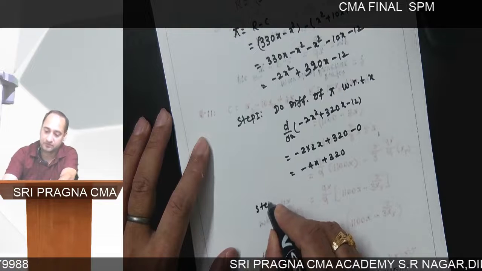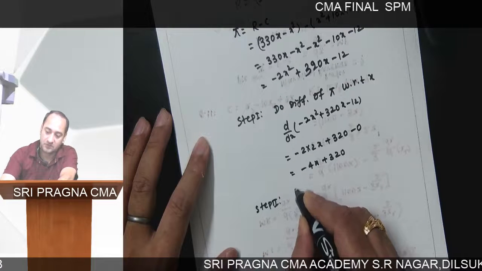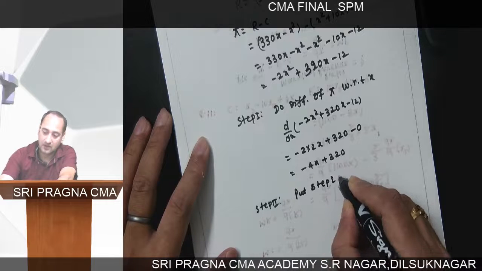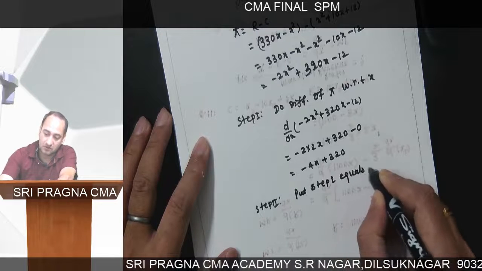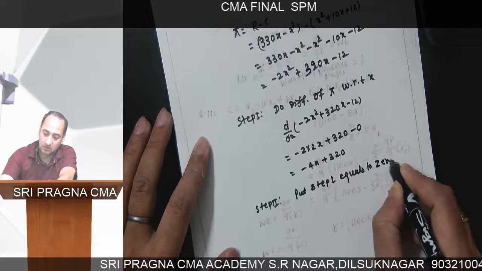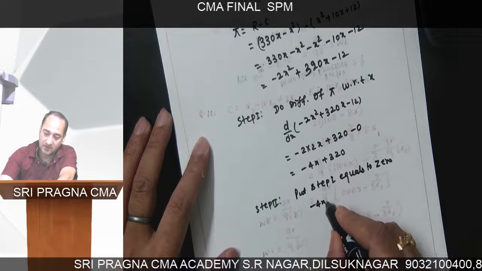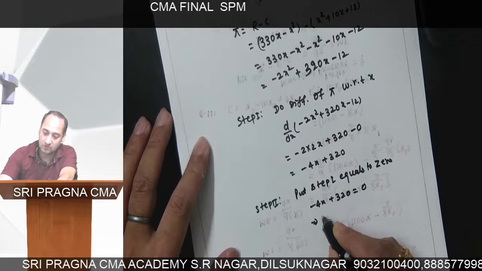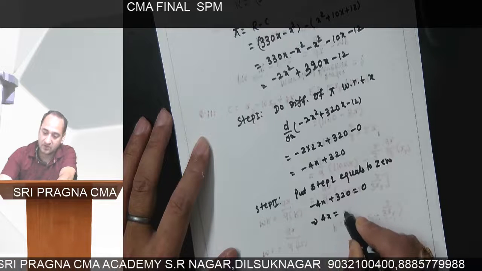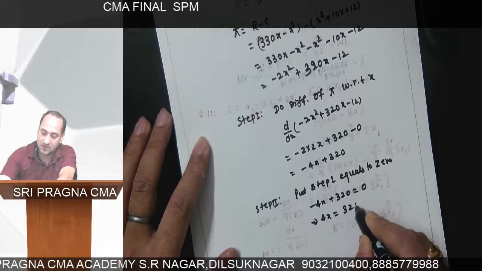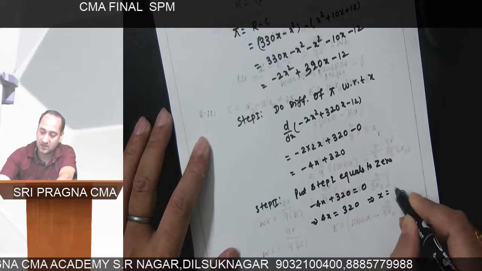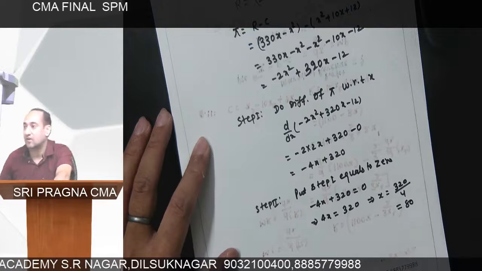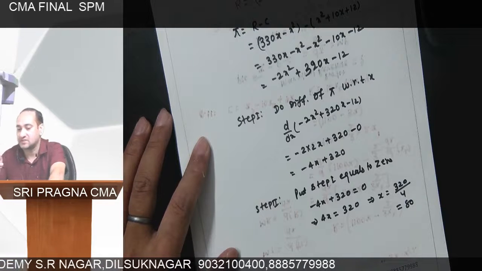Step number 1. Step number 2, put step 1 equals to 0. So minus 4x plus 320 is equal to 0. So 4x is equal to 320, right? So x is equal to how much? 320 divided by 4, it is coming to be 80. Step number 2 is done.